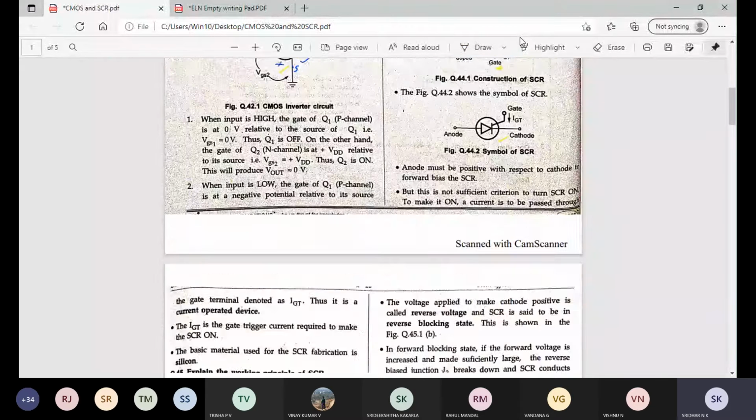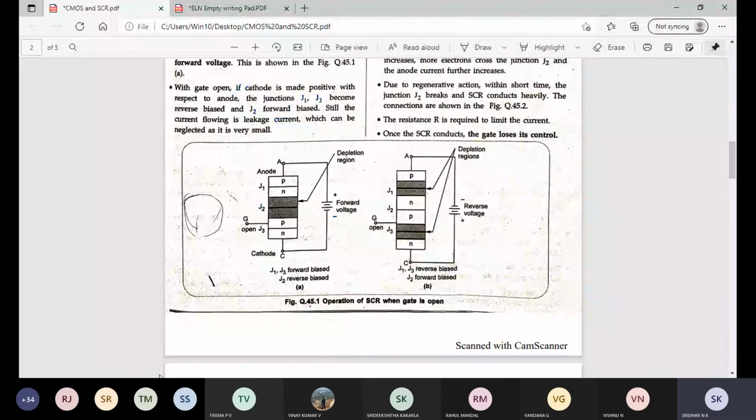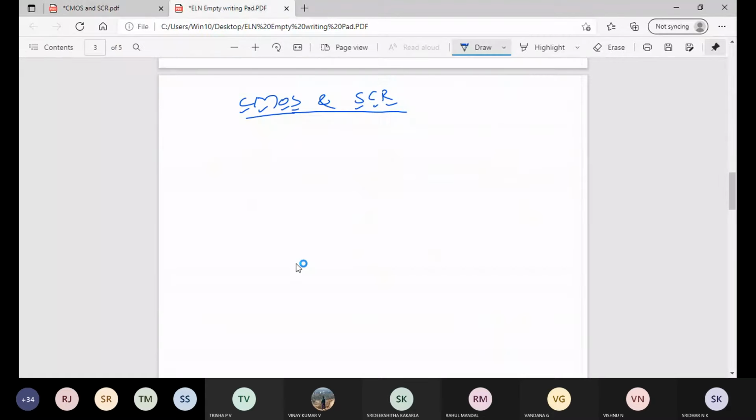So we'll see the operation of this SCR. Now, I said it is a 4-layer device, P N. CMOS we have done. SCR, if I look at the operation, I'll go directly because construction we have already seen.